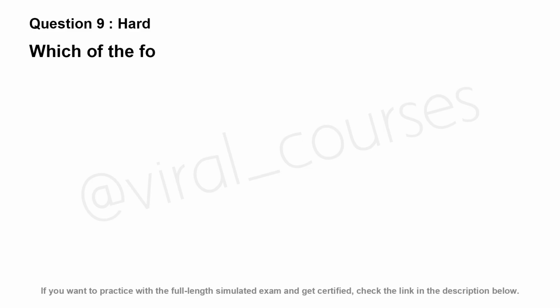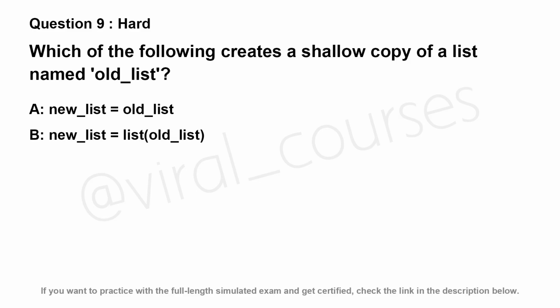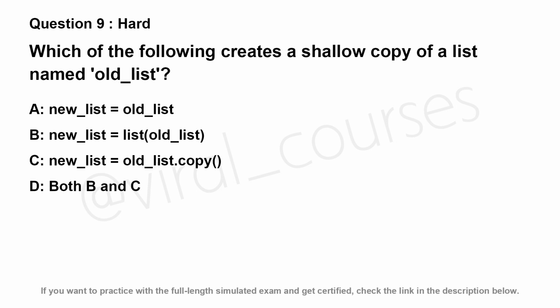Which of the following creates a shallow copy of a list named old_list? Option A. new_list = old_list. Option B. new_list = list(old_list). Option C. new_list = old_list.copy(). Option D. Both B and C.